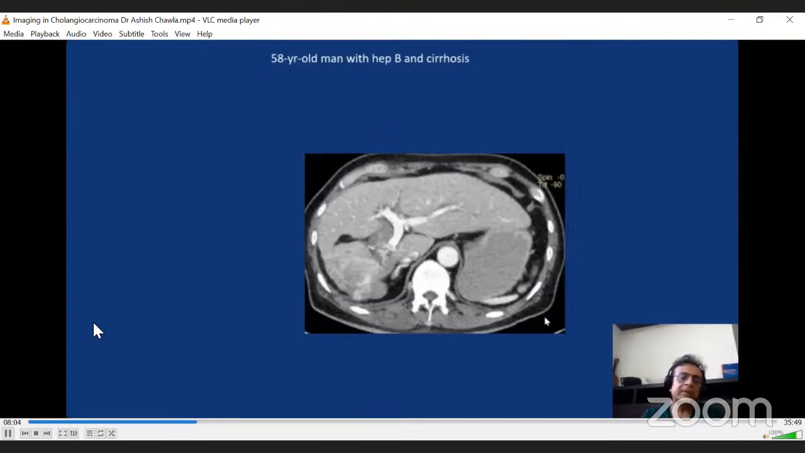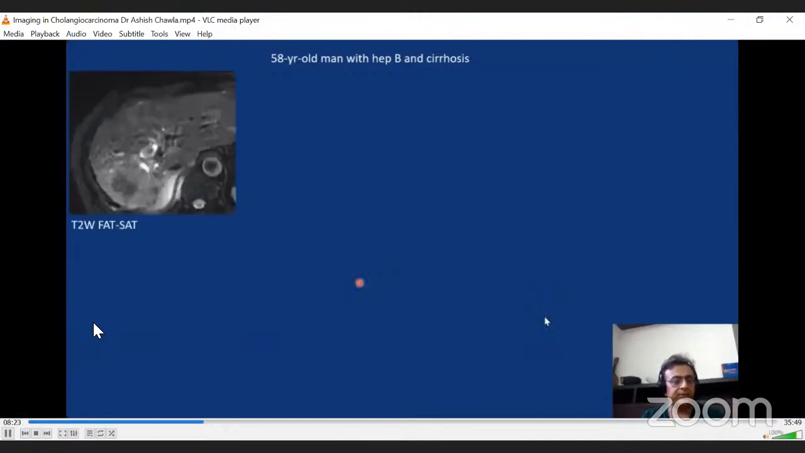Another example, a 58-year-old man with hepatitis B and cirrhosis. CT scan shows, in the portovenous phase, a mass here. So the question again is whether this is cholangiocarcinoma or hepatocellular carcinoma. MR throws a lot of light on this case. Let's see the MR of this patient.